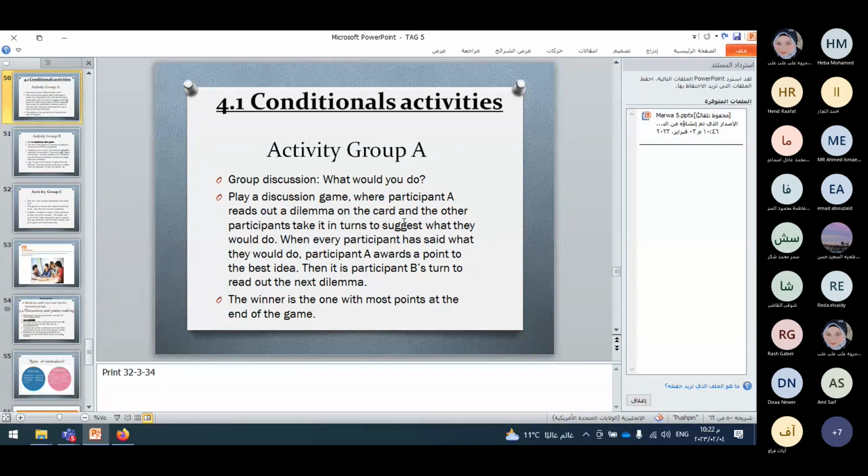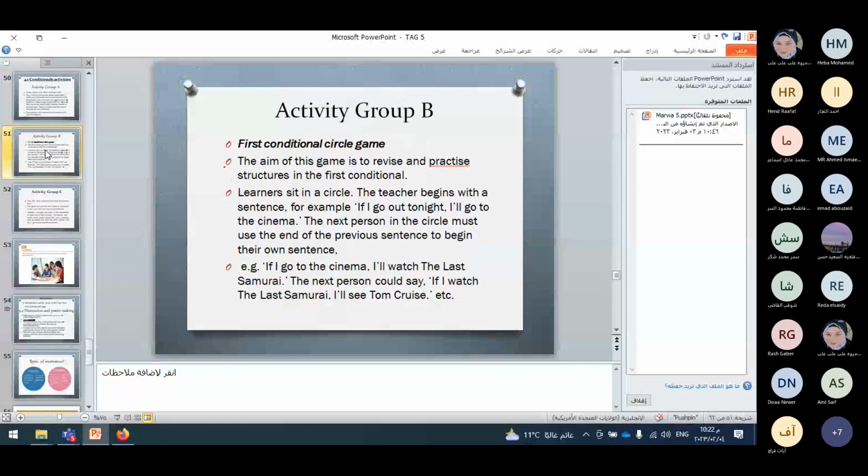Activity number B. First conditional circle game. We will play it together in no time. Actually, it will not take long, don't worry. First conditional circle game, we form circles. Okay, so a circle having some students, and I will give the circle a sentence. I'll say, for example, if I have a lot of money, I will buy a car. This sentence, the teacher says it. The teacher says or creates this sentence in the first conditional form.